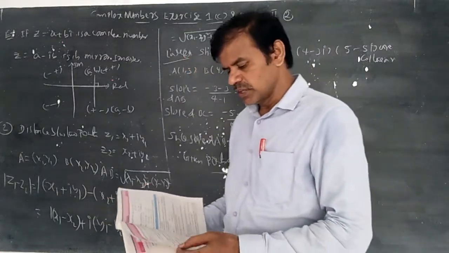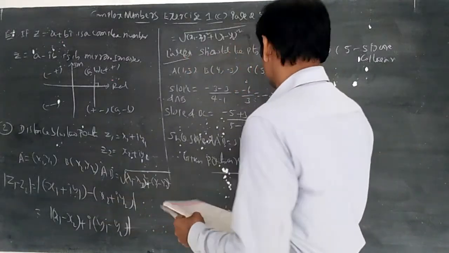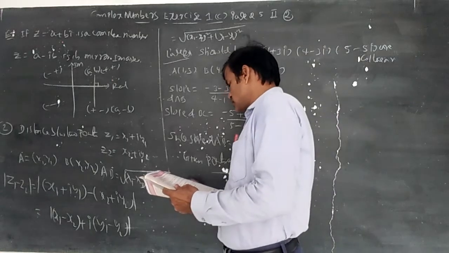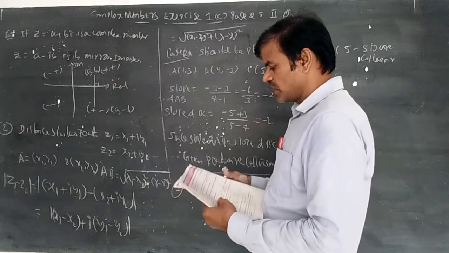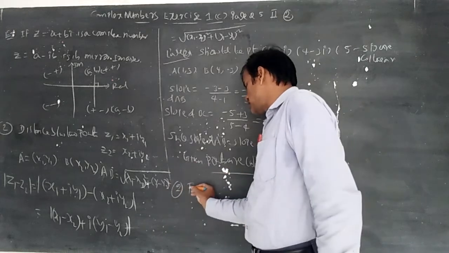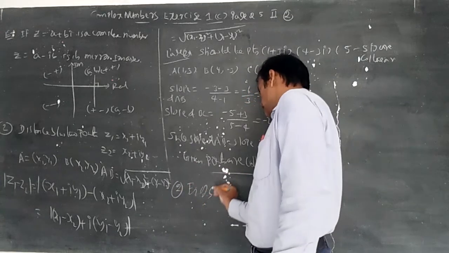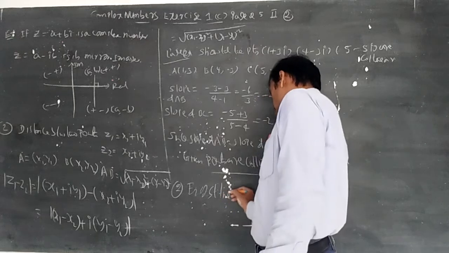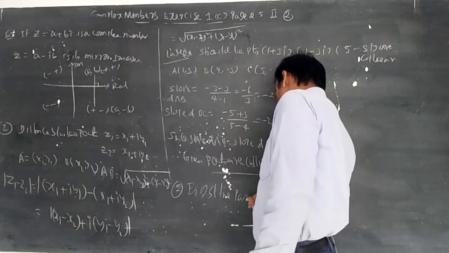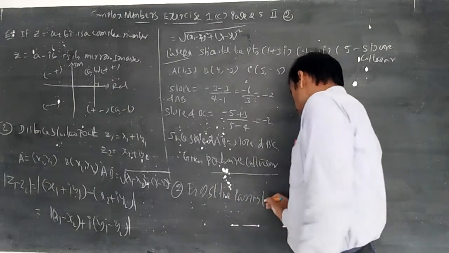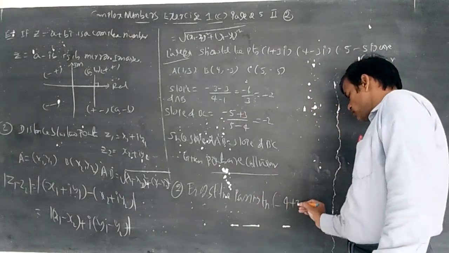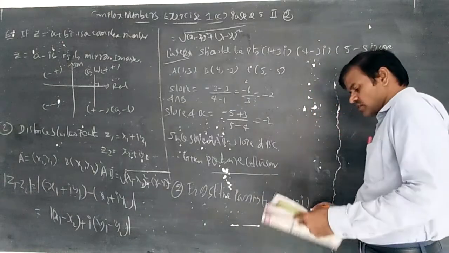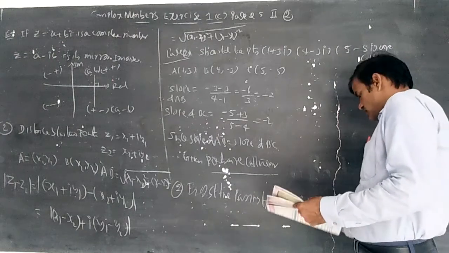Second one, find the equation of straight line. Find the equation of straight line joining the points represented by minus 4 plus 3i, comma 2 minus 3i. Equation of straight line passing through minus 4 plus 3i, 2 minus 3i.